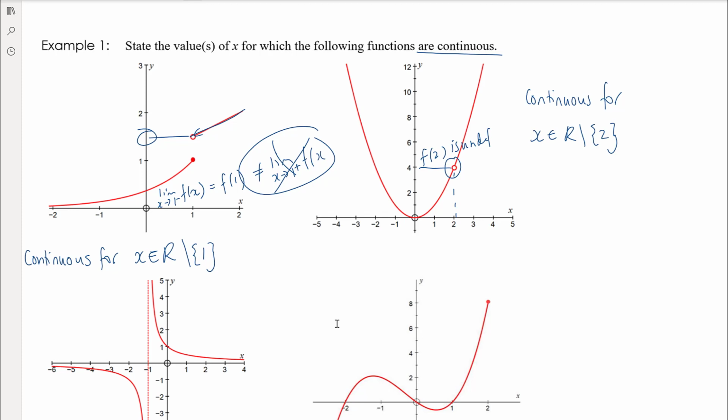So it can't be continuous at 2. The limit as we approach from above and below is the same, but the function doesn't actually exist at that point.